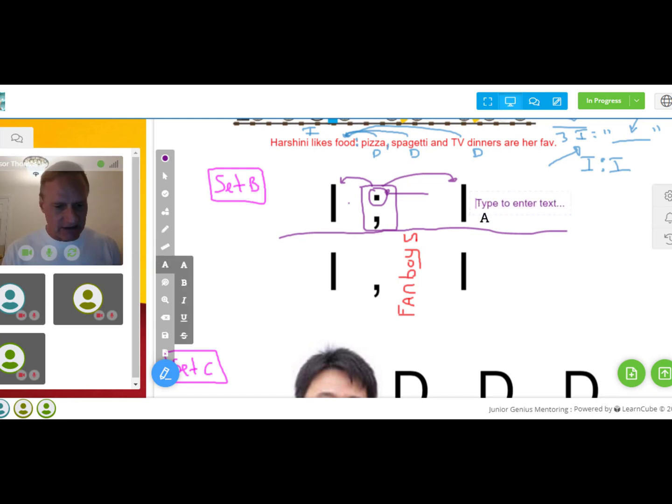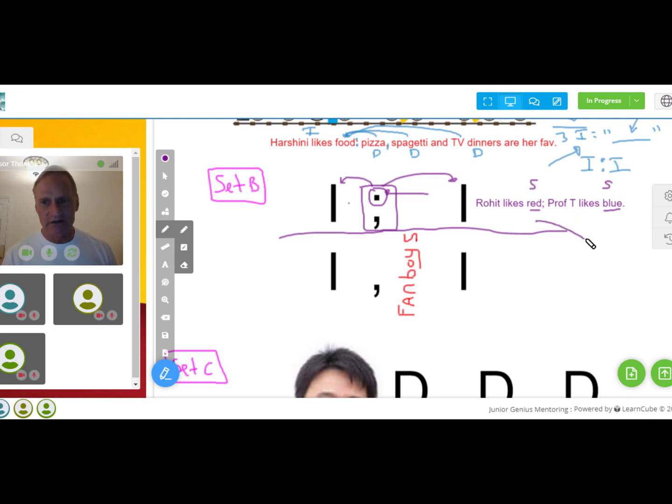So let me give you a sentence here, all right? Let's say we write, Rohit likes red dot comma, Prof T likes blue. All right, both of these are independent clauses, and both of them are linked together with the dot comma because there's some type of association. You see, red and blue are kind of connected together because they're both specifics of the general category of colors. See how they're connected together? It's two independent clauses that are connected together.